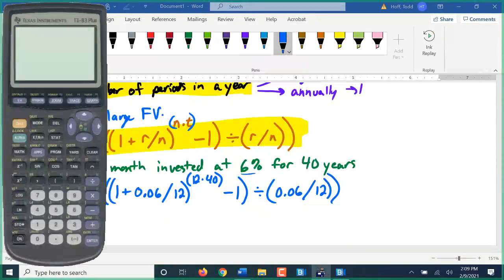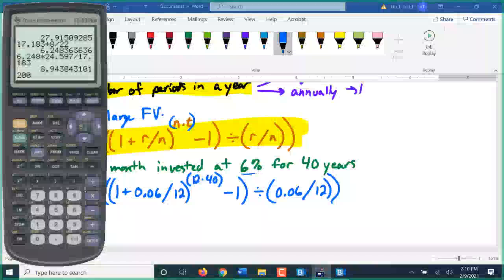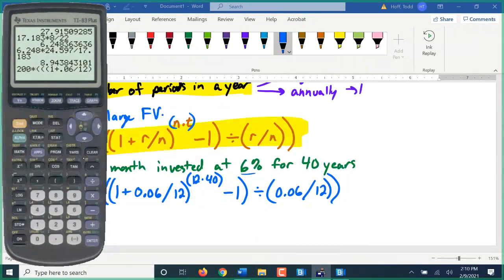So, on the calculator, 200 times 1, 2, 3 open parentheses, 1 plus 0.06 divided by 12, close the parentheses, to the power of. Now, this is something, depending on your calculator, you've got to be careful here. I did to the power of, and then in parentheses, I'm going to do 12 times 40 and close parentheses. On this calculator, I don't need to do anything here. Once I close the parentheses, it knows the power is over.